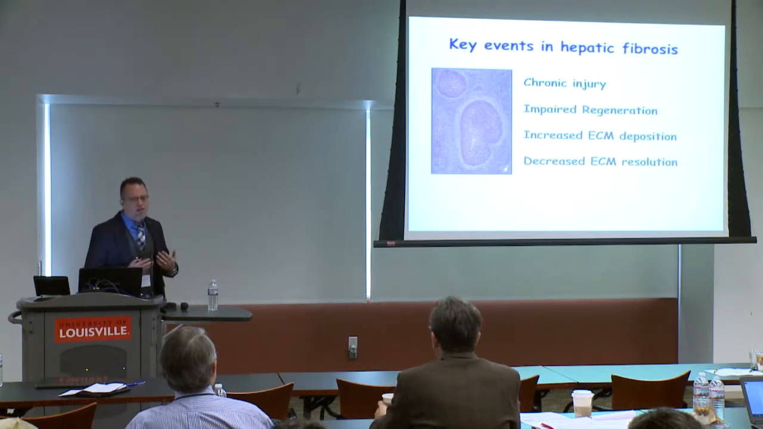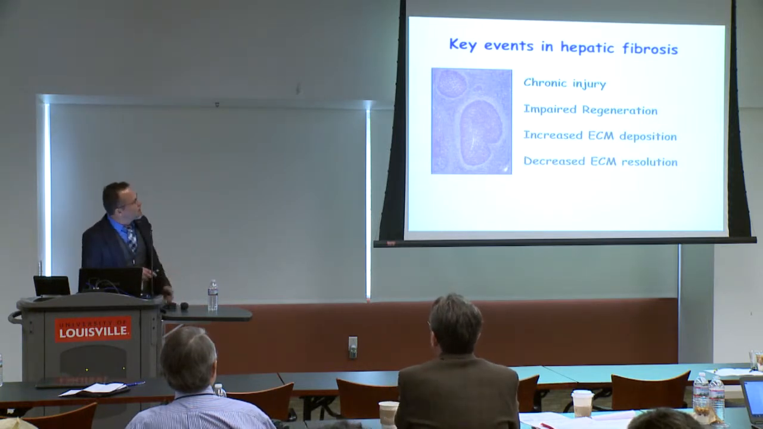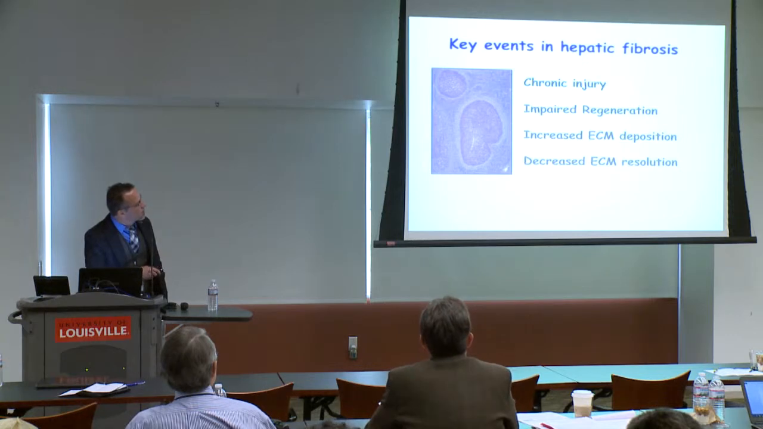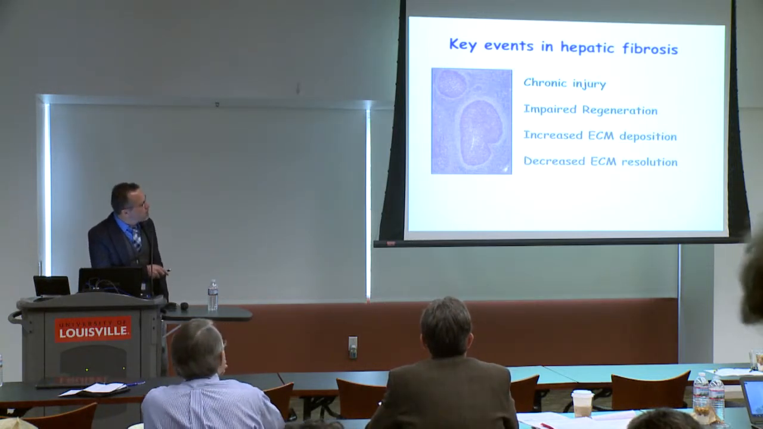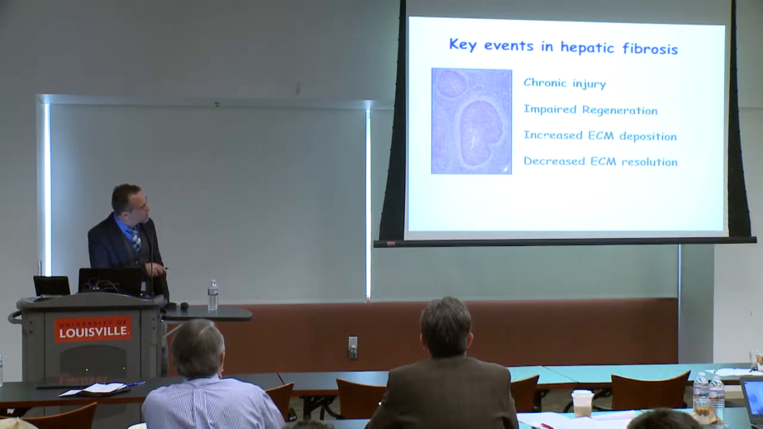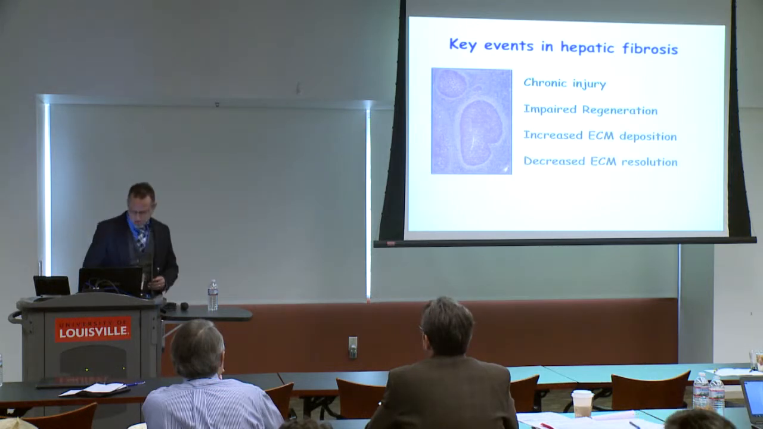So one of the things that I want to walk through here are the key mechanisms involved in hepatic fibrosis, and they can largely be lumped into 4 categories: chronic injury, impaired regeneration, increased extracellular matrix deposition, coupled with decreased extracellular matrix resolution. We'll get to each of them in a little bit of detail.